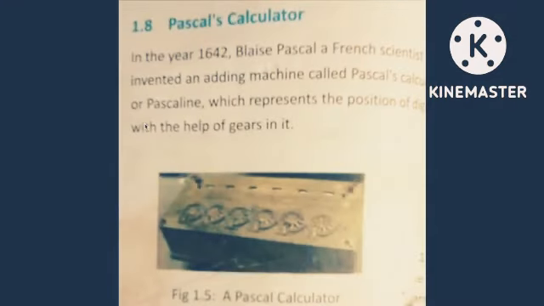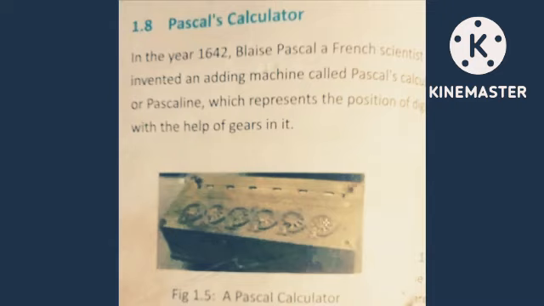the Pascal's calculator. The Pascal's calculator was developed by Blaise Pascal in the year 1642. He was a French scientist and he invented the adding machine called the Pascal's calculator or Pascaline. So basically, what this machine does is it represents the position of digits with the help of gears in it. So you can see the diagram of the Pascal's calculator here. This is how it looks, and it was very useful then. I think he was 19 years old the time he developed it, and he developed it for his father, I guess.